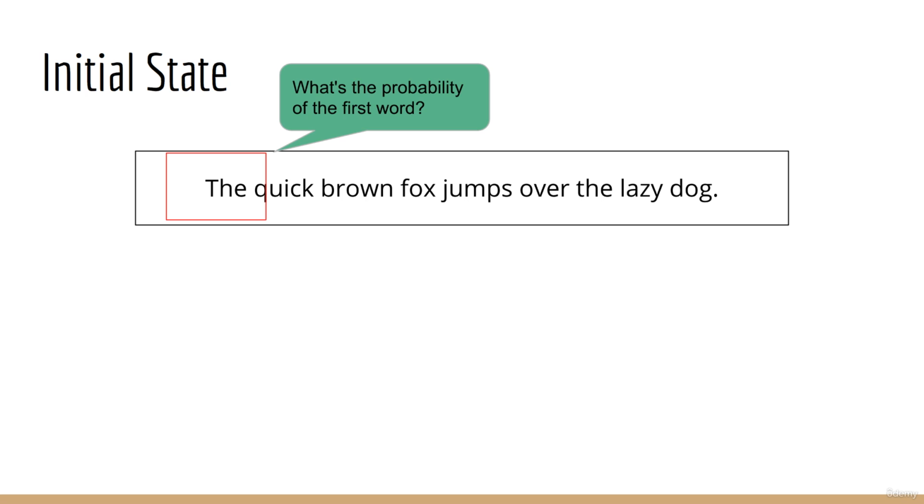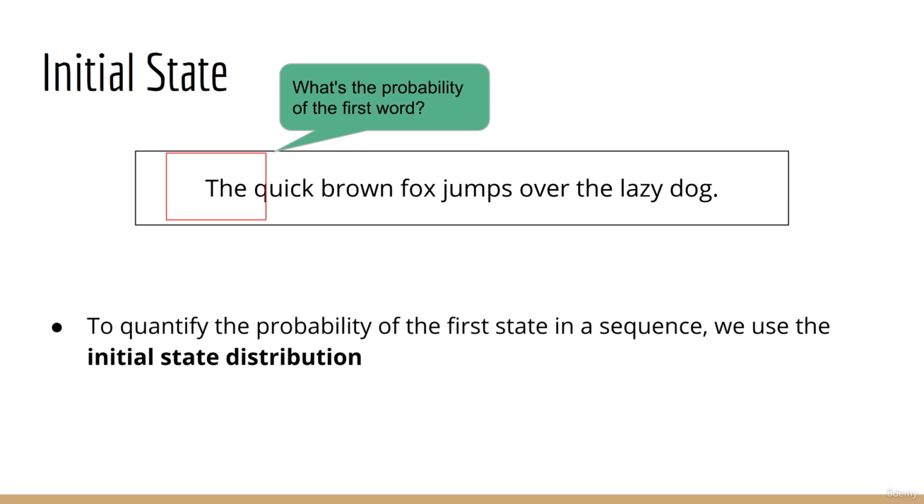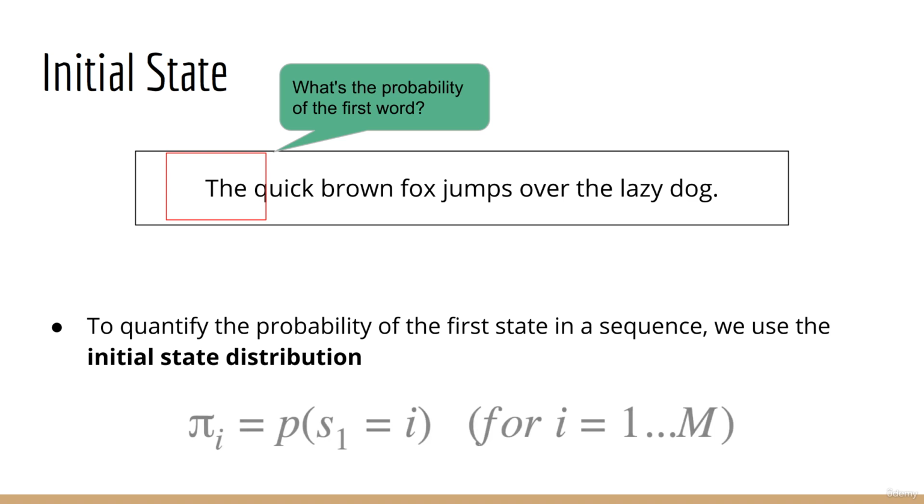So for a concrete example of this, just think about a sentence, which is a sequence of words. Suppose our sentence is, "The quick brown fox jumps over the lazy dog." The first word in the sentence is "the," and nothing comes before this word. To handle this issue, we need to define another distribution called the initial state distribution. Typically, we use the Greek letter pi to represent this distribution. So pi of i is equal to p of s1 equals i.